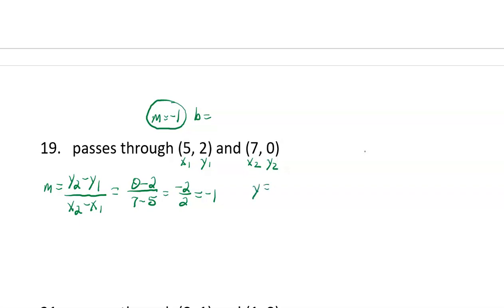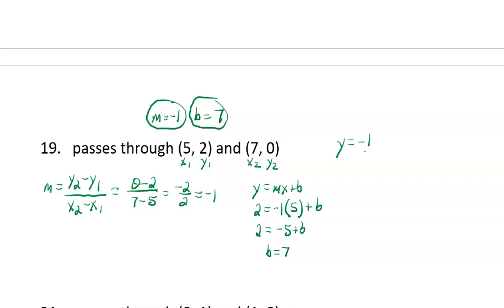We have y equals mx plus b. For y, 2. For m, -1. For x, 5. And then we don't know what the b is. So this is 2 is equal to -5 plus b. Therefore, b is equal to 7. Okay, now we know the value of b. We have the value of m, and we have the value of b. So we can write the answer. y equals -1x plus 7.